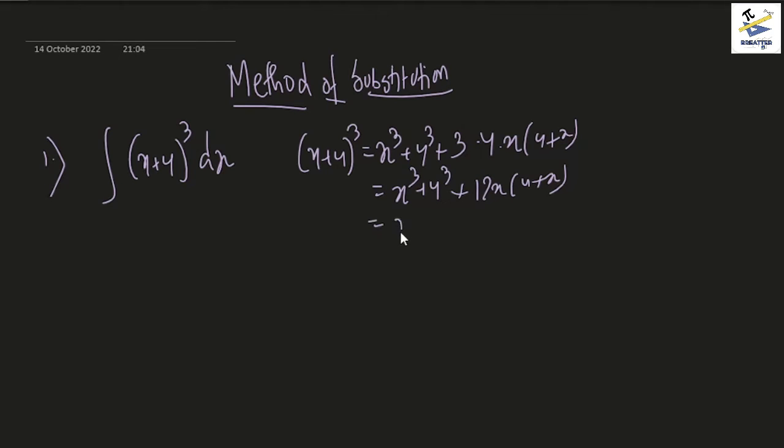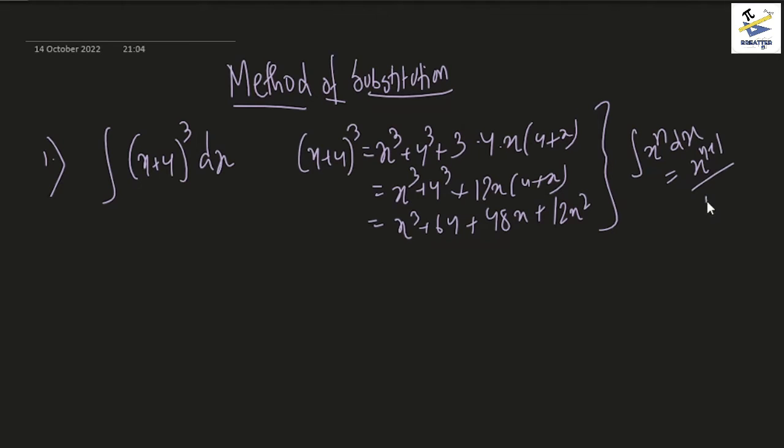So you can break it down as x cube plus 64 plus 48x plus 12x square, and then you can integrate all of the terms separately because all of them are just a constant times some power of x, and we very well know that the integration of x to the power n is simply x to the power n plus 1 by n plus 1 plus c, right?